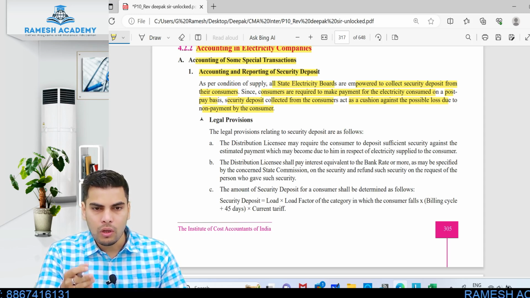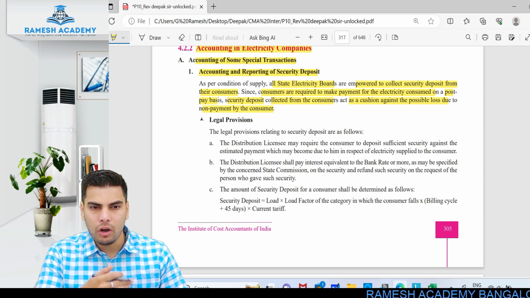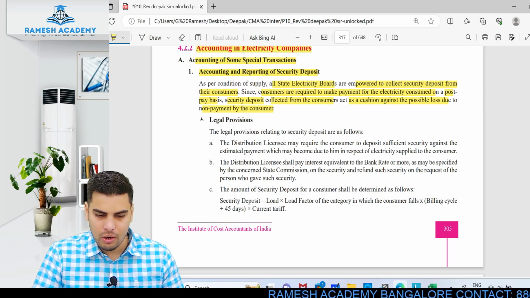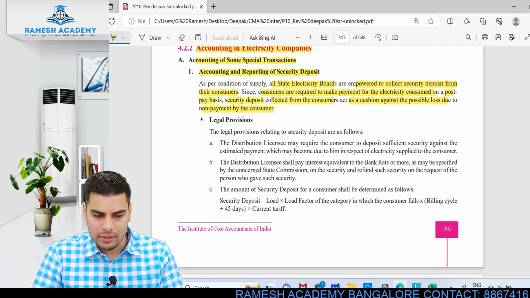Let's say all of a sudden you vacate the house without informing anybody, without paying any rent. The owner will not have any headache. Why? Because he has already collected some security deposit from you. The same is the logic with respect to the electricity company.